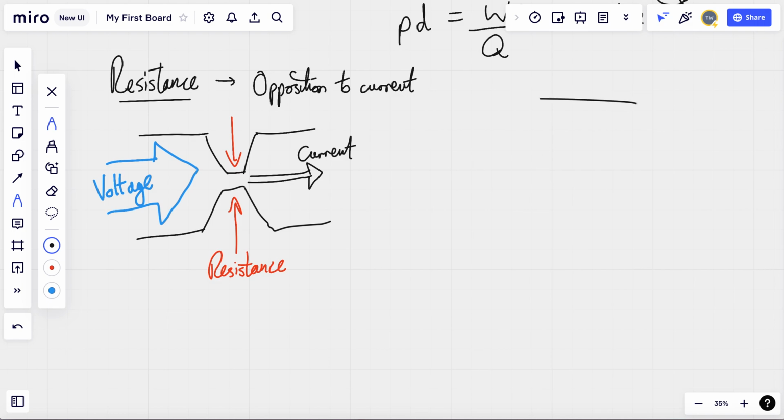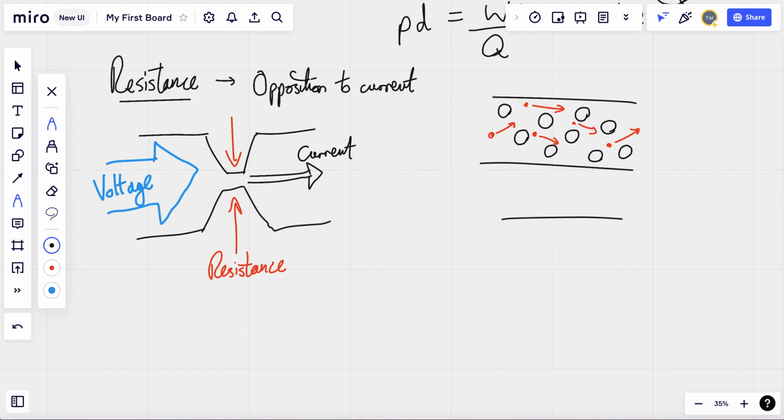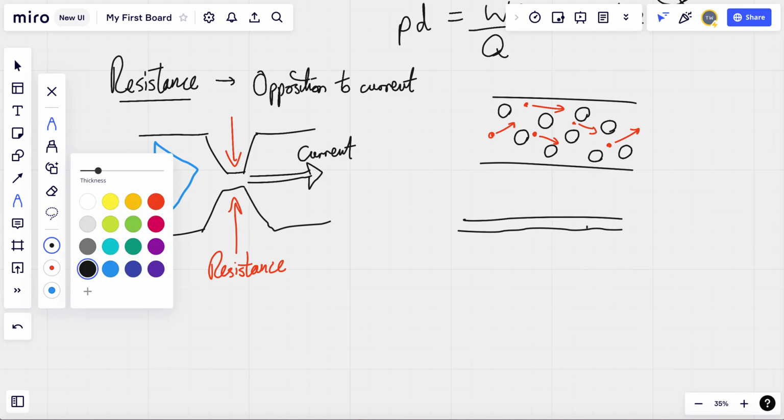Now if you think about this at a kind of atomic level, let's say I've got a nice wire like this, and a wire or any component has a certain amount of resistance. The resistance is basically the opposition to these electrons getting through. So for example, if I have a really thin wire, like you might find in a filament bulb, the reason a filament bulb has a really thin wire is so that it gets really hot and then glows red hot. That's where light comes from.